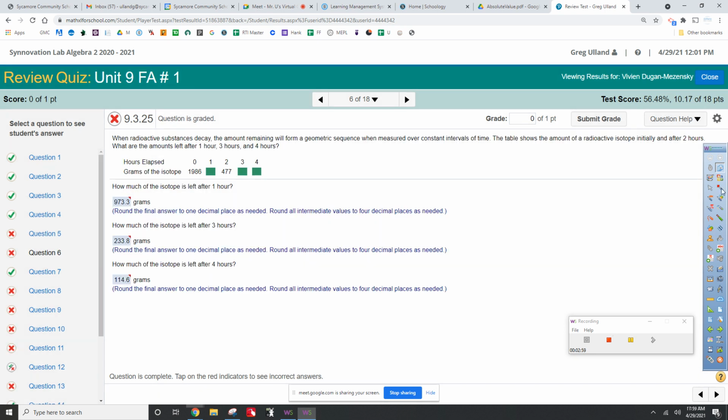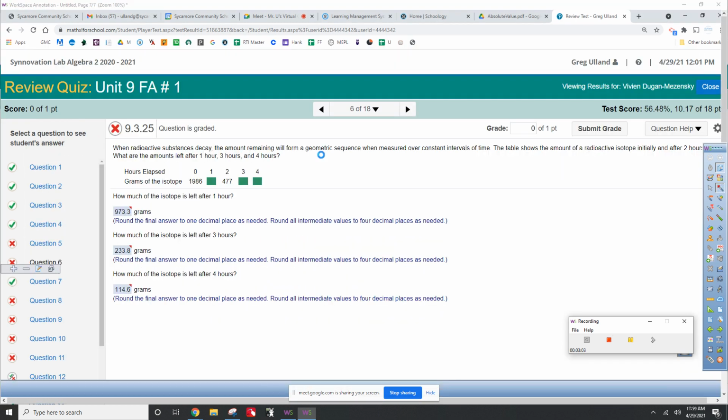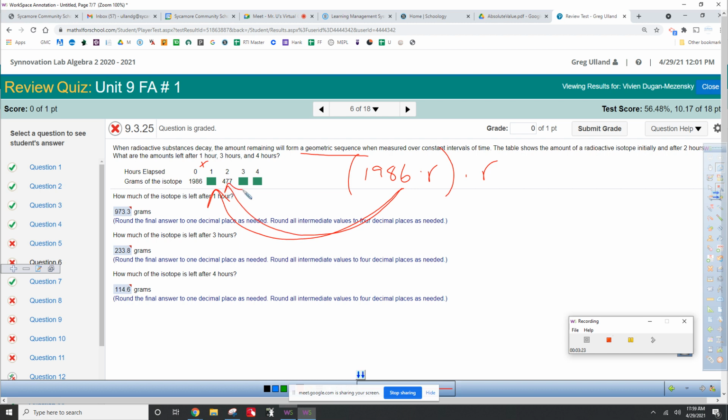So here, this one's significantly more difficult. It's a geometric sequence, so that tells us that we're multiplying. So we have 1986, and we multiply it by some value that is normally called r. And that gives us that, but we don't know what that is. But if we took that thing and multiplied it by r again, that would give us the next term. So now, once again, we have an equation that we can solve. 1986 r squared is 477. Divide each side by 1986, and you get that.